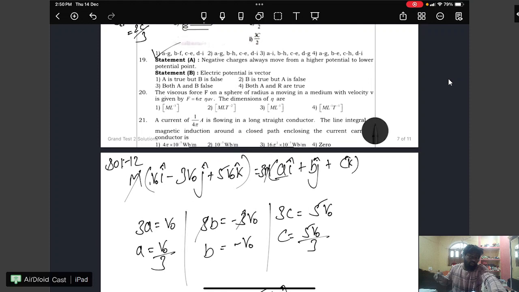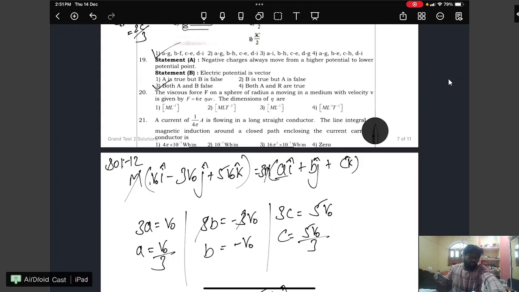Statement number 19. Negative charge always moves from higher potential to lower potential. No. Negative charge always flows from lower potential to higher potential. Positive charge flows from higher potential to lower potential. So the first statement is false. Electric potential is a vector. No, potential is a scalar quantity. Both are false. For 19, both are false. Correct.